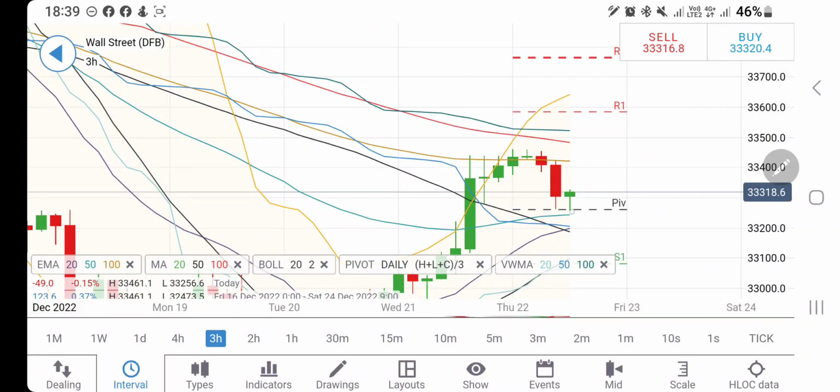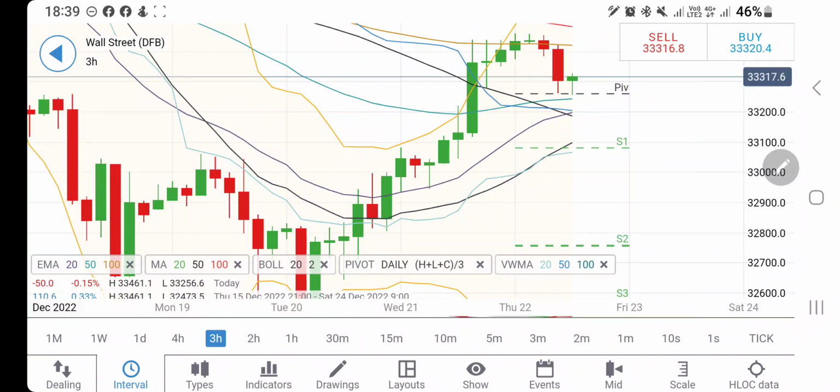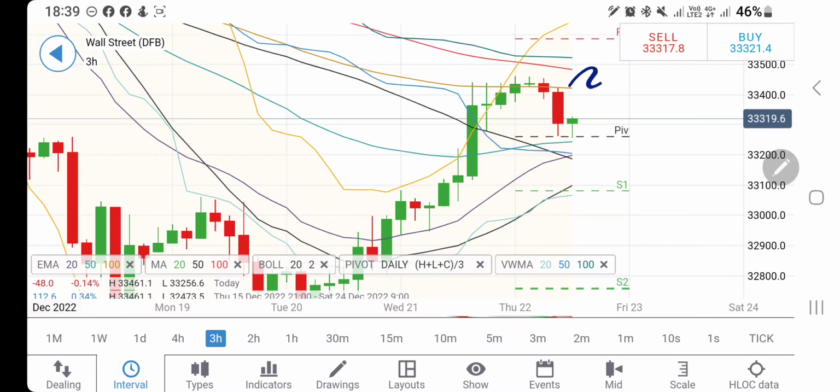On the 3-hour charts, see, first thing is lower lows. However, getting the support from the pivot, it is trying to trade with a rise. Once it trades below 33,250, you can expect a further drop. 33,200 is another support, and below that 33,100 levels to be seen. Further crash can take it below 33,000 levels, and then it may try to get a pit stop at 33,000 levels. Below that anyways it's a good crash.